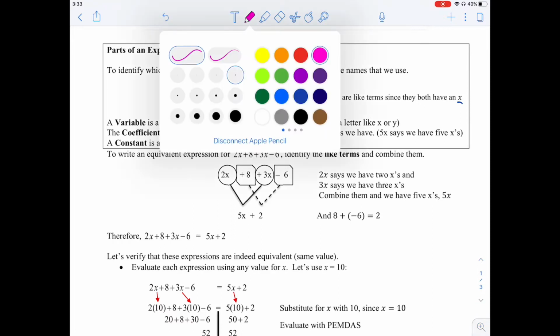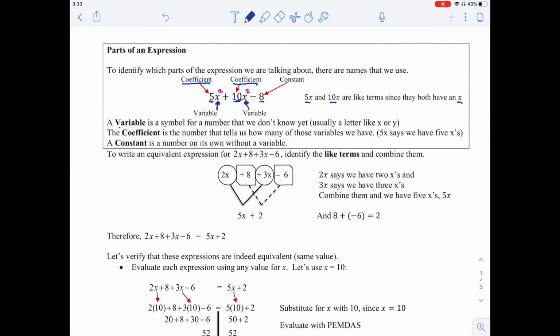Okay, so a quick little review of definitions. A variable is a symbol for a number that we don't know yet, usually an x or a y. You can use any letters, but usually the first ones you use are x and y. The coefficient is a number that tells us how many of those variables we have. 5x says we have 5 x's. 10x would tell us we have 10 x's.